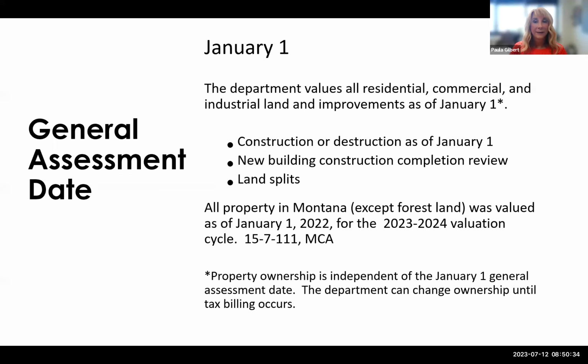That means that if you start building a house on January 2nd, that house will not be taxable until the following year. In contrast, if you tear down a pole building on December 31st, again, that will not be taxed for that January 1st tax year. We tax what actually sits on the property as of that date each year.